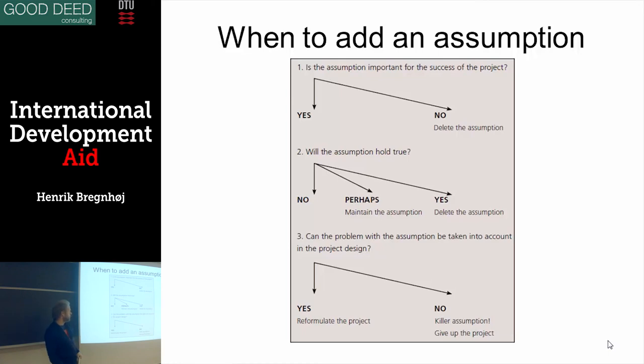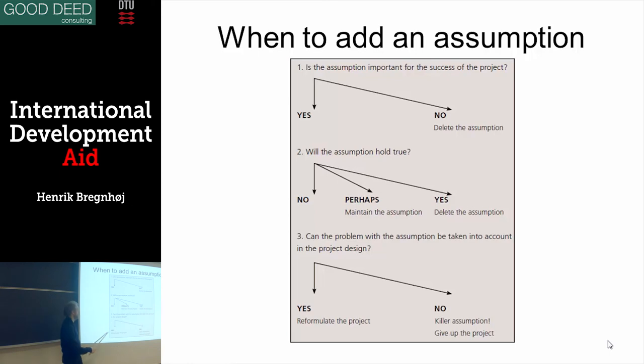Can the problem with the assumption be taken into account in the project design? Can you somehow change the project? If you find out the assumption will not hold true, in general, you should stop the project. Because if you cannot change the project so you can make this important assumption true, then it's called a killer assumption. If you know people are not going to pay for that sanitation that you're offering them, then you should give up the project. It's not going to work out.